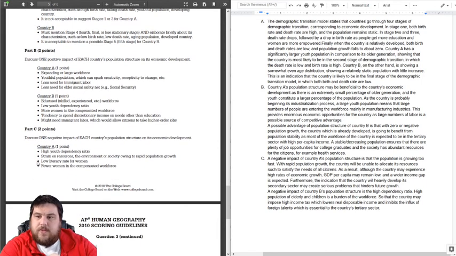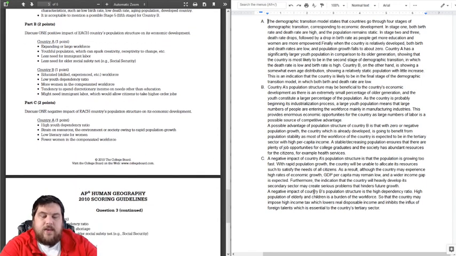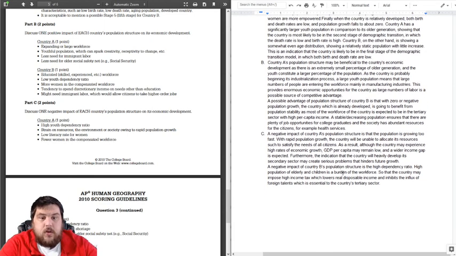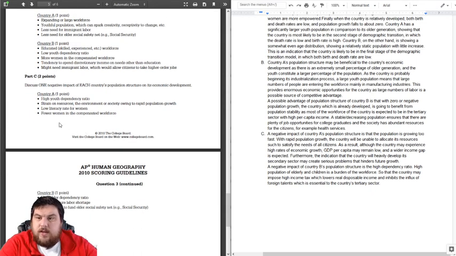Finally, we'll talk about the negative aspects. A negative impact of Country A's population structure is that the population is growing too fast. With rapid population growth, the country will be unable to allocate its resources such to satisfy the needs of all citizens. As a result, though the country may experience high rates of economic growth, GDP per capita may remain low, and a wider income gap is expected. Furthermore, the indication that the country will be heavily developed its secondary sector may create serious problems that hinders future growth.